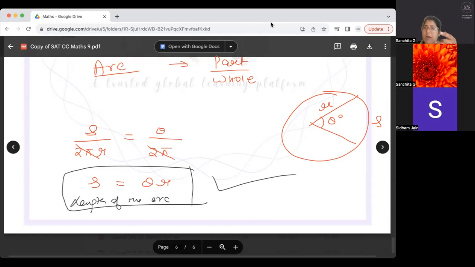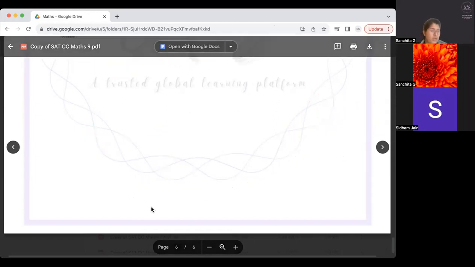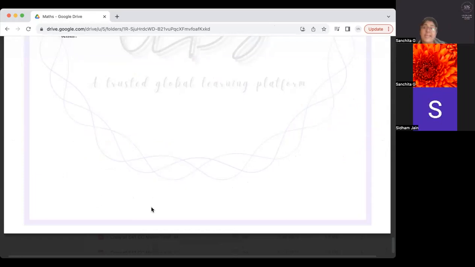Actually, the next theory I'm going to take up, based on arc only, is the last theory for the class, and we are done. Theory-wise, we are done. Then we can just target to solve as many questions as possible. Up until 790 questions I'm going to take today. Clear? Now we will work upon area.